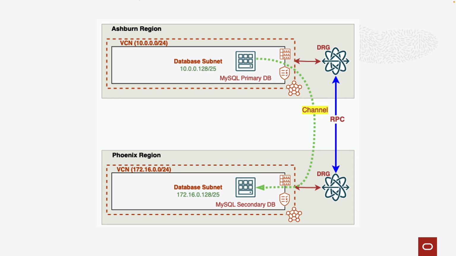For this demo, we'll deploy a replication channel using two MySQL databases located in separate regions, Ashburn and Phoenix. The regions are interconnected by a remote peering connection attached to each region's dynamic routing gateway. We'll verify routing and security rules are applied to allow channel access from the replica database in Phoenix. And once confirmed, we'll deploy our channel and verify it establishes a successful connection to the source DB in Ashburn. Let's head over to our demo.